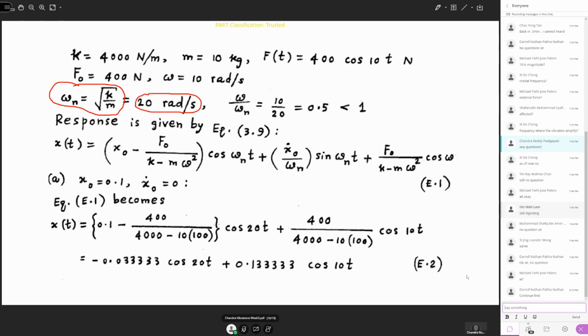So we know the external frequency is 10, force frequency is 10. So you can calculate the omega over omega n ratio. Okay, so the ratio is 0.5. So we know R is 0.5, then you will be able to write the response of the system.